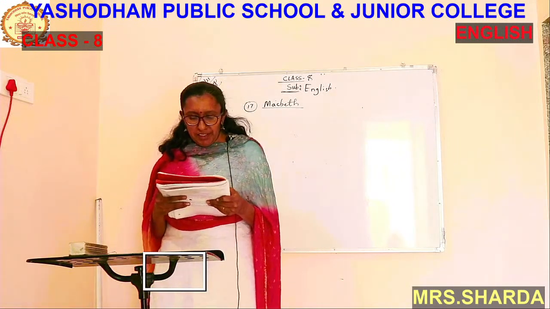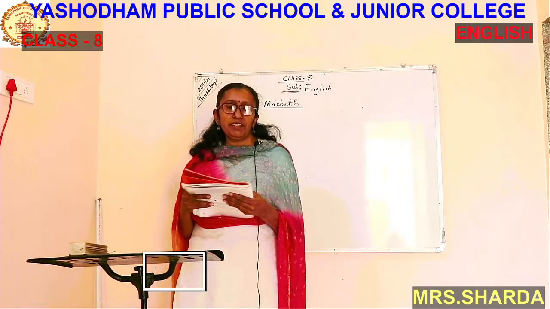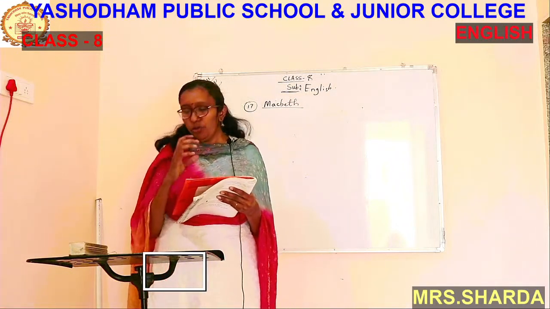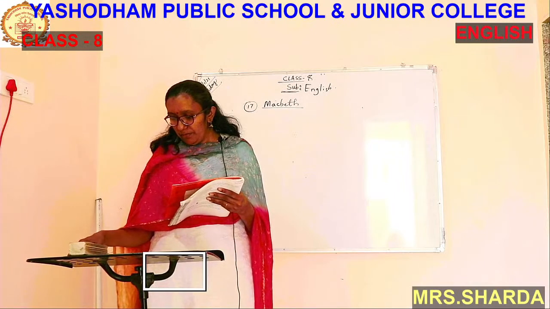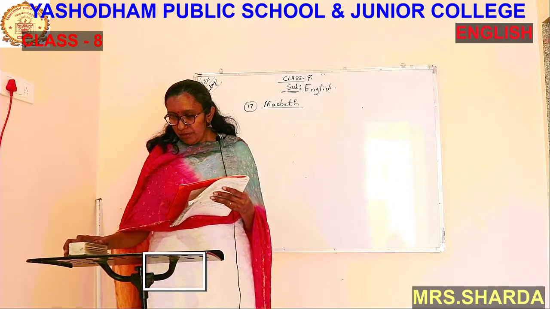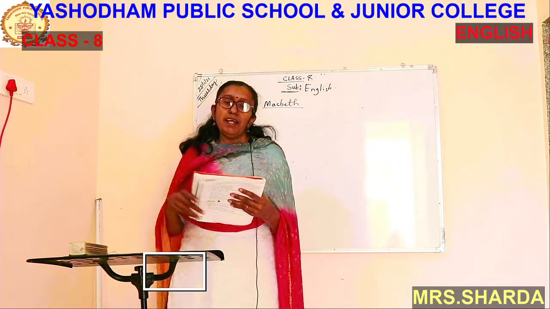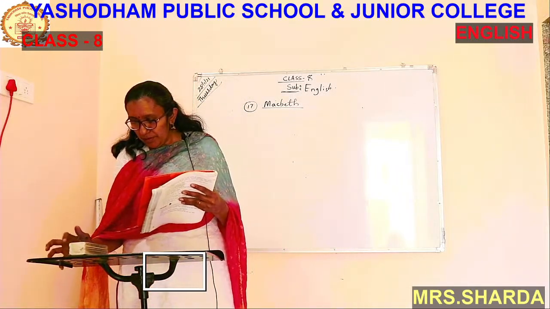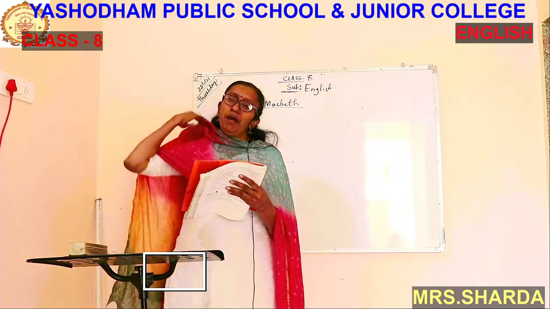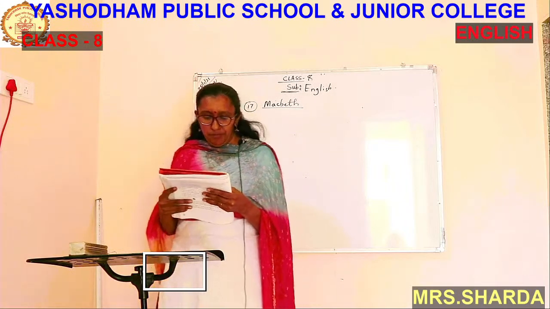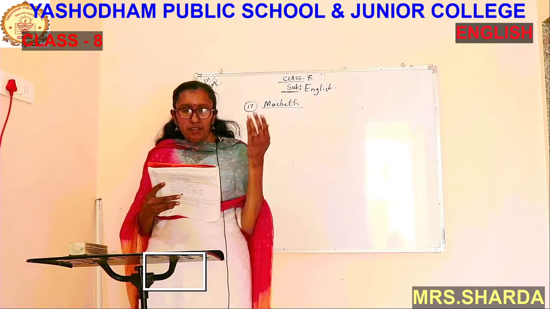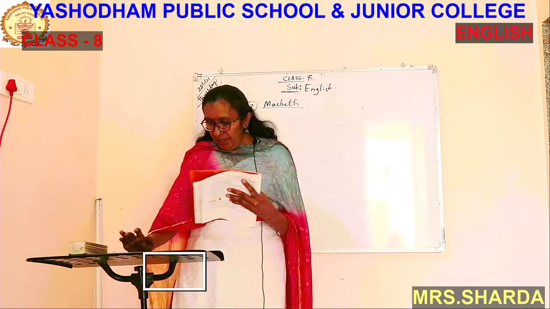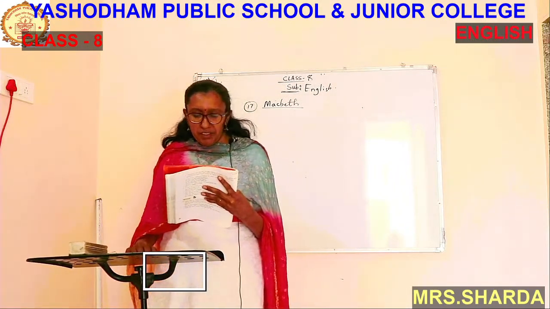The play Macbeth is a tragedy written by William Shakespeare. It is a tragedy. What is a tragedy? The tragedy means when a hero of the lesson or hero of the novel or hero of the drama has come to downfall. Matlab, last mein when something bad happens to the hero is called a tragedy. So here our hero of the lesson is Macbeth, and he has come to an end and bad downfall. So that's why this is called a tragedy.